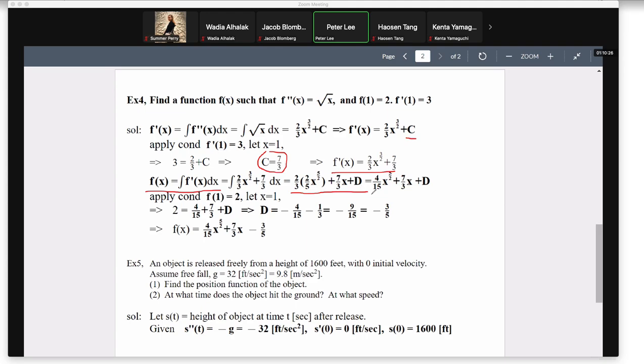So this one now becomes C. So now we get this here. Now the question is, what is C? We use this condition right here: f of 1 equals 2. Plug in x equals 1, then we get f of 1 equals 2. So that's what we do there. And then we get all this, do some calculations, and then we get this, and the final answer is this one here.